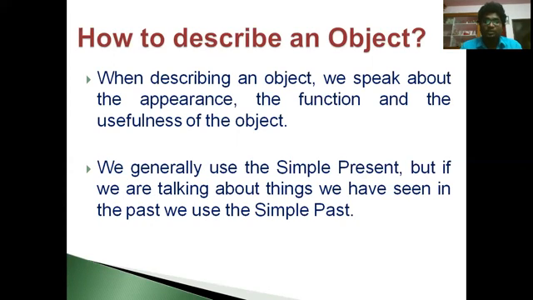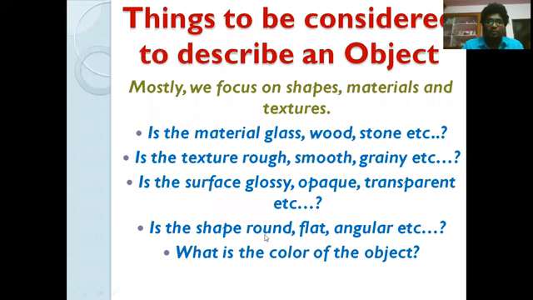When it comes to an object, it is completely different from what we discussed till now, because we talk about the appearance or the function or usefulness of that particular object. Here we have a tense restriction. We cannot use any other tense, but only two tenses. First, if you're talking about that object in its present condition, then you must use the simple present tense. If you already have experience, if you have already seen that thing, then you have to use the simple past tense.